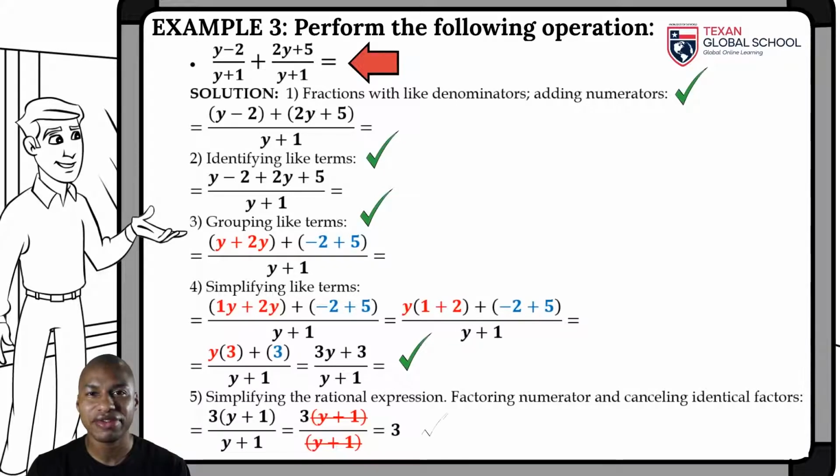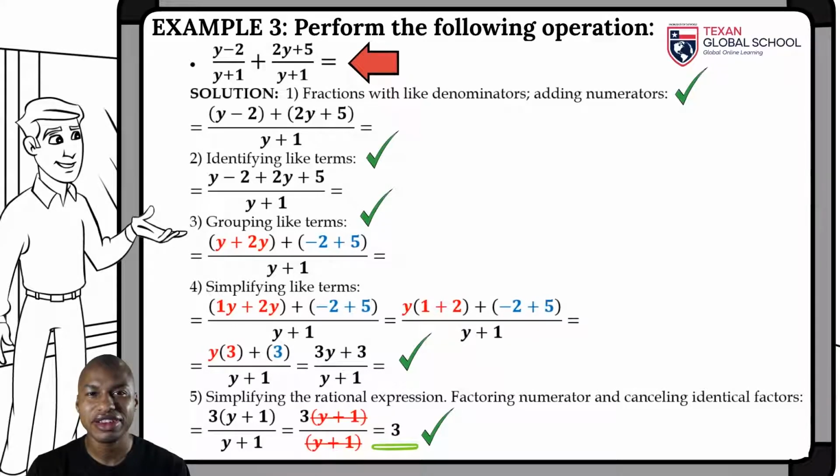We can simplify this fraction. We obtain a common factor in the numerator, which is 3. The factorization of the numerator remains as 3 times y plus 1. We then cancel identical factors, resulting in 3.